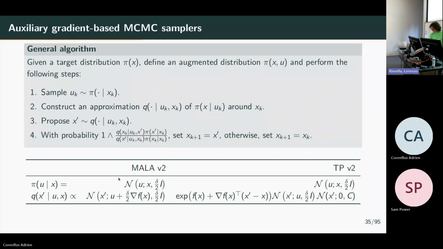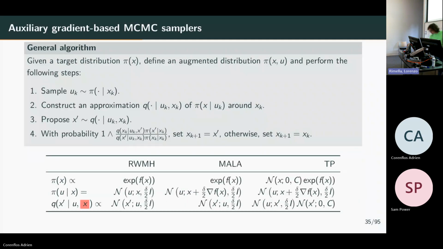Okay. So the one that we're actually going to be using is that TP, which has Gaussian priors, right? And so you see, instead of having a proposal that is on the X given U here, you incorporate the Gaussian prior in, right? And so you have some kind of Gaussian prior-informed proposal. It's kind of like a better version of Crank-Nicolson, right?